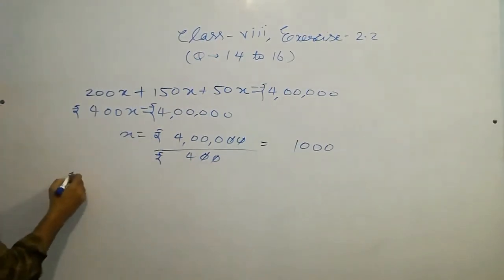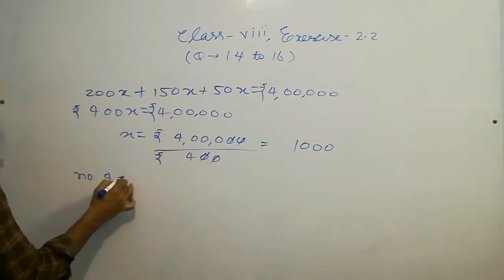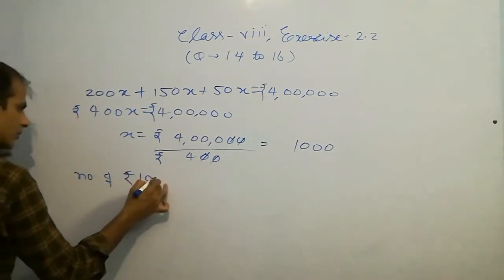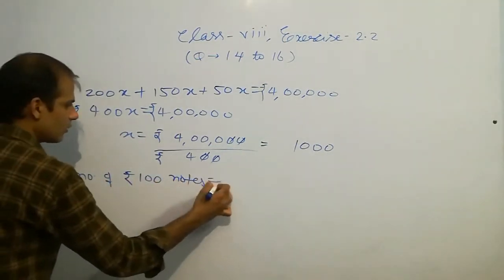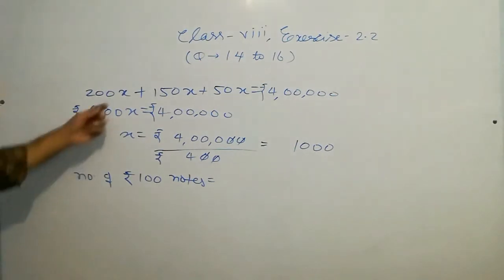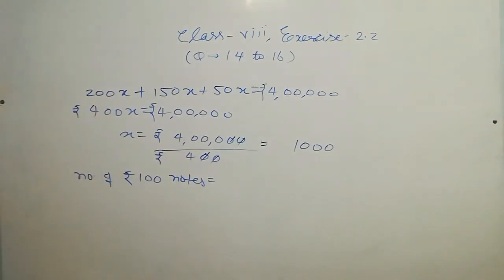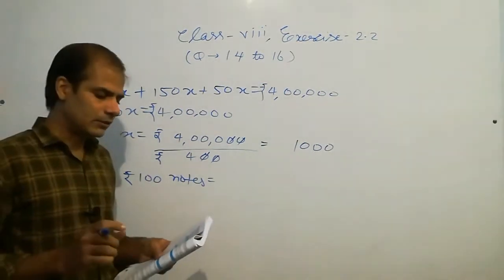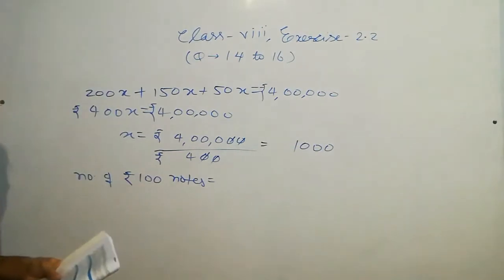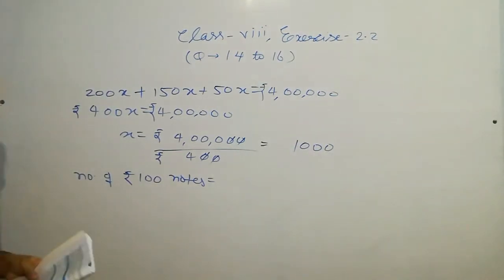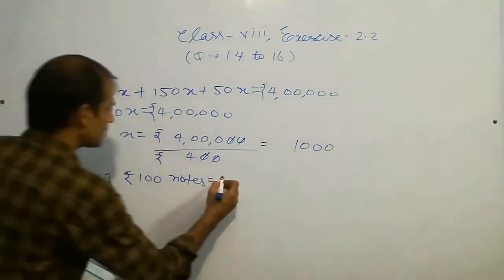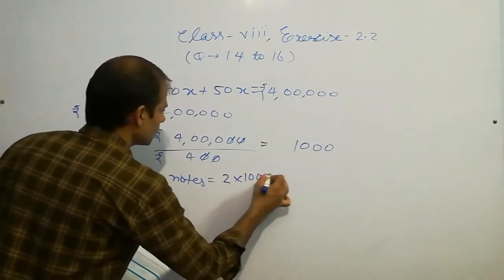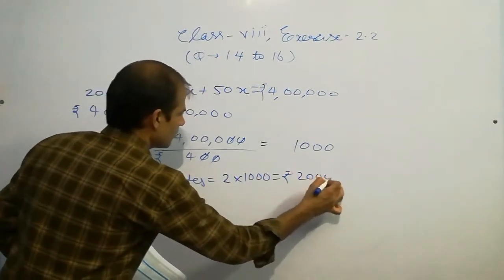So finally number of rupees 100 notes is, that was 2x. From the given ratio I have written that 2x, 3x and 5x, these are the number of notes of each denomination. So it is 2 into 1000, that is 2000.